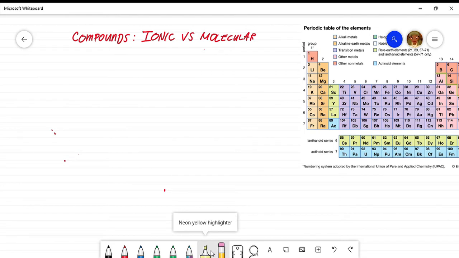Hi everyone, so in continuation to the previous video, we are going to differentiate between the different compounds, ionic and molecular compounds. This is a prerequisite discussion in order for us to learn how to properly name compounds. So first, let's differentiate between ionic and molecular compounds. Molecular compounds are also known as covalent compounds.